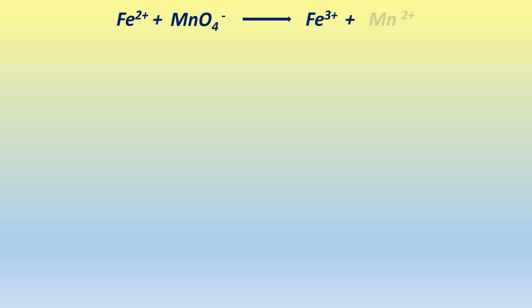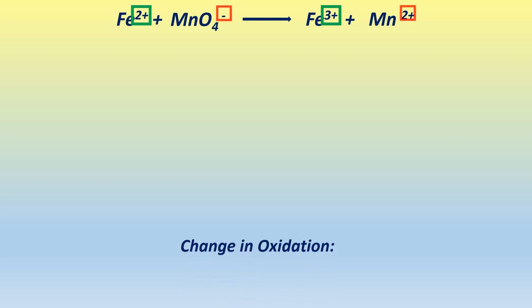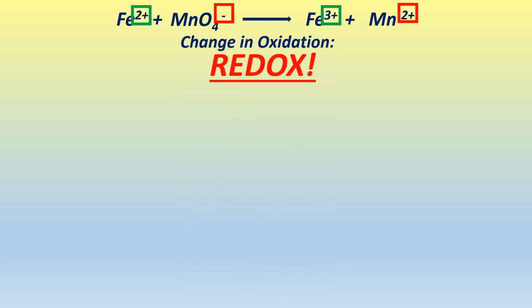Looking at another, more complicated example to reinforce how valuable it is to have a system. I have here the reaction of iron 2 plus and a permanganate ion to go to iron 3 plus and Mn2 plus. Once again, if I am looking at this reaction for the first time, I'm going to note 2 changes to 3, -1 changes to +2. The oxidation states, or the charges, are changing, so I know I am looking at a redox reaction.